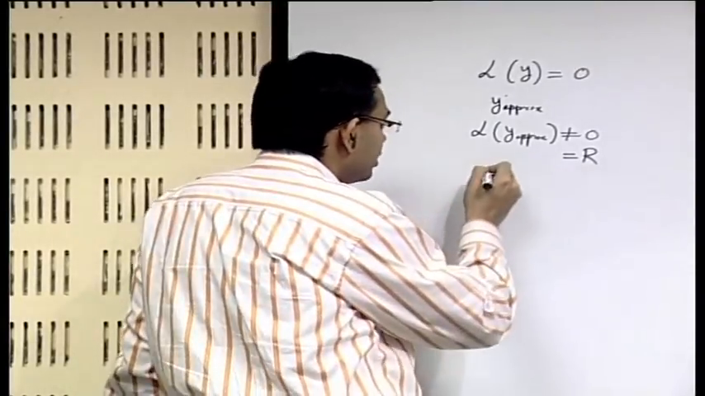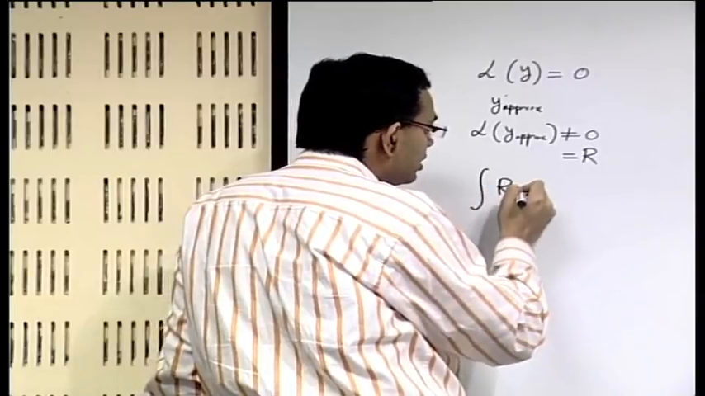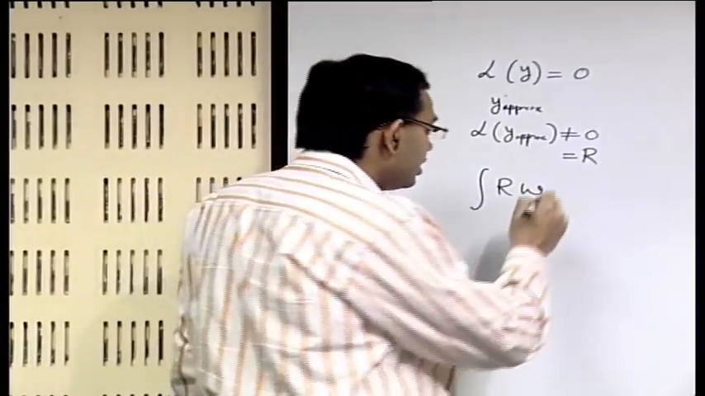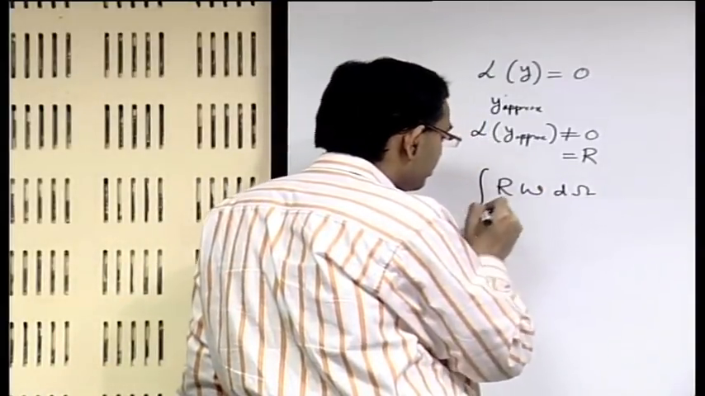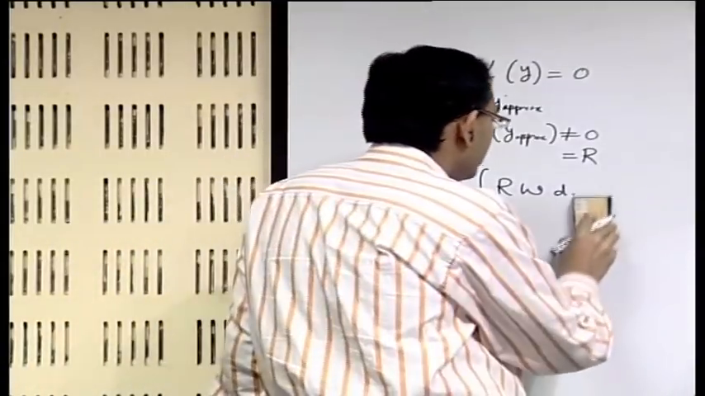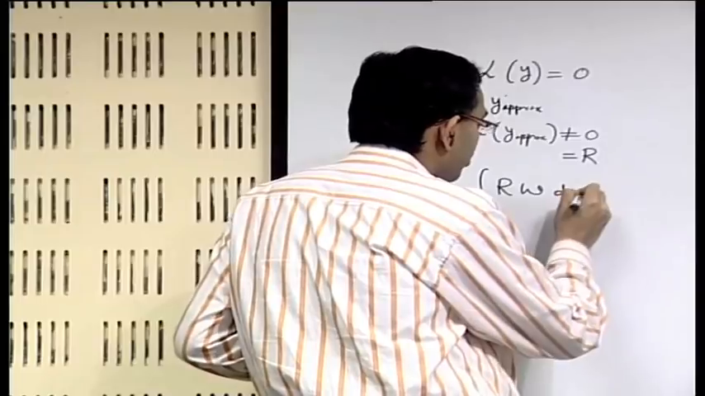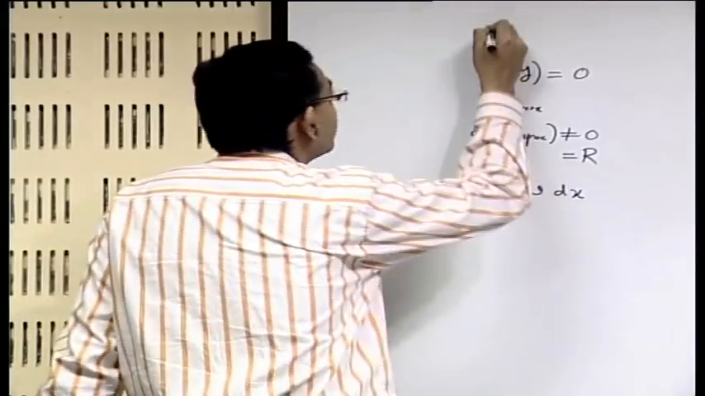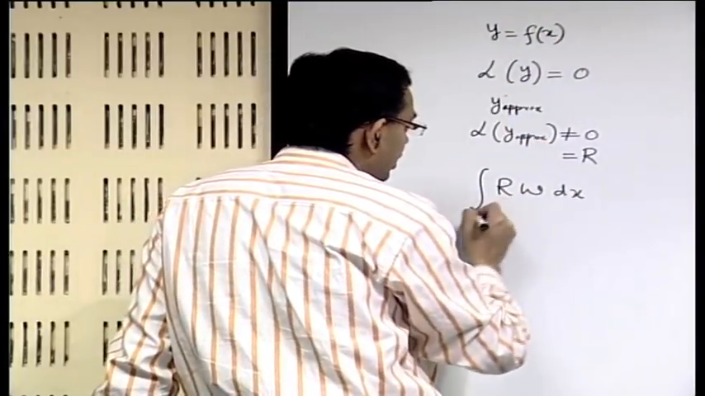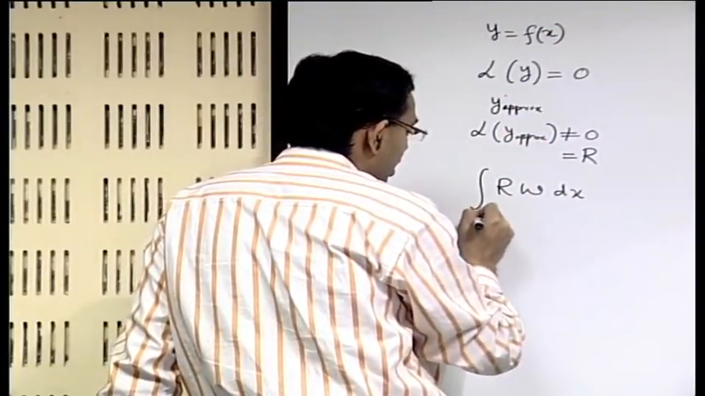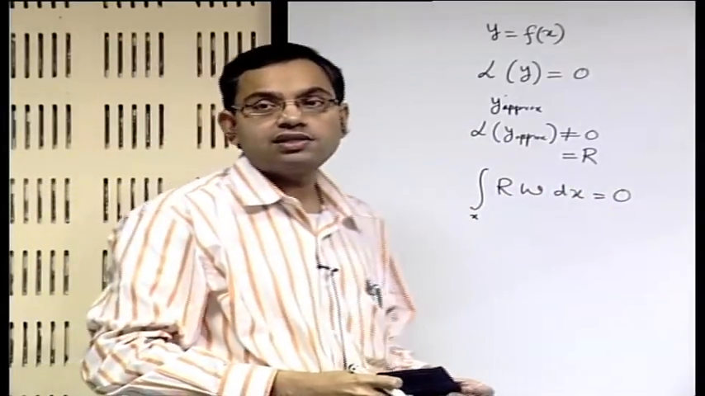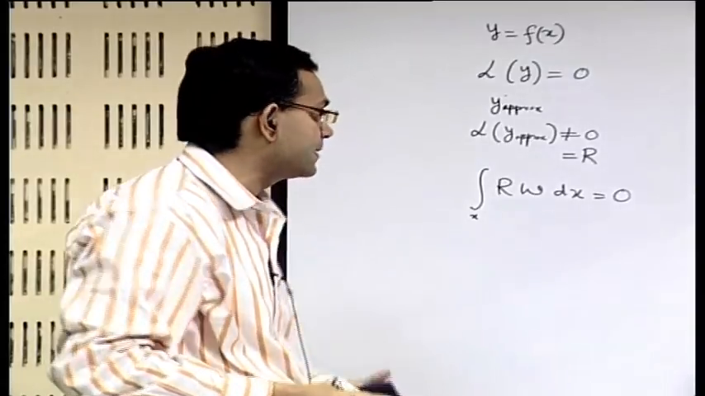So, what is done in the weighted residual method is this residual is multiplied by a weighting function and it is integrated over the entire domain. Here, if it is a one dimensional problem, the domain is x where y is a function of x, integrated over the domain and this is set to 0. So, the error is minimized in a weighted integral or weighted residual sense.